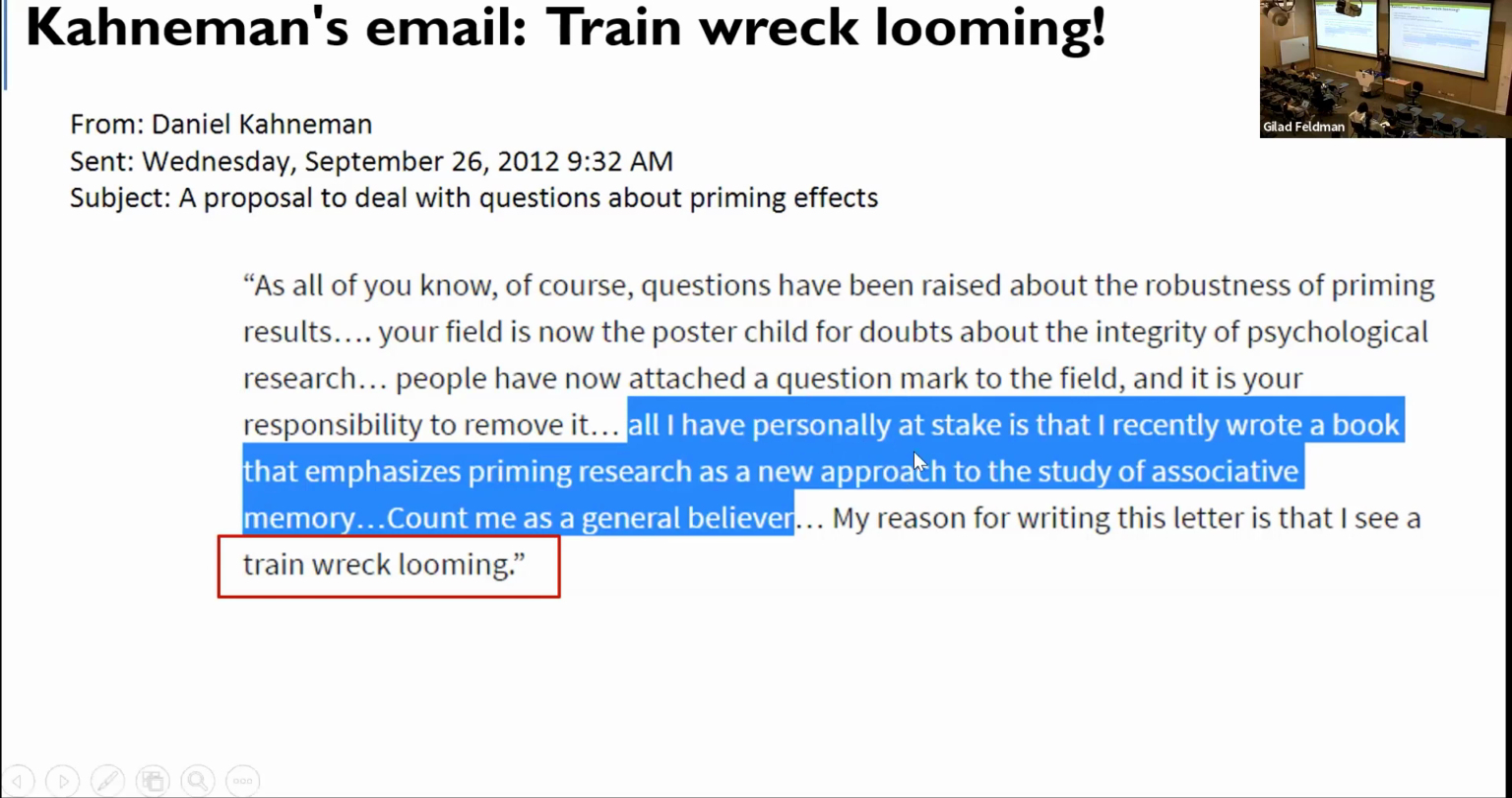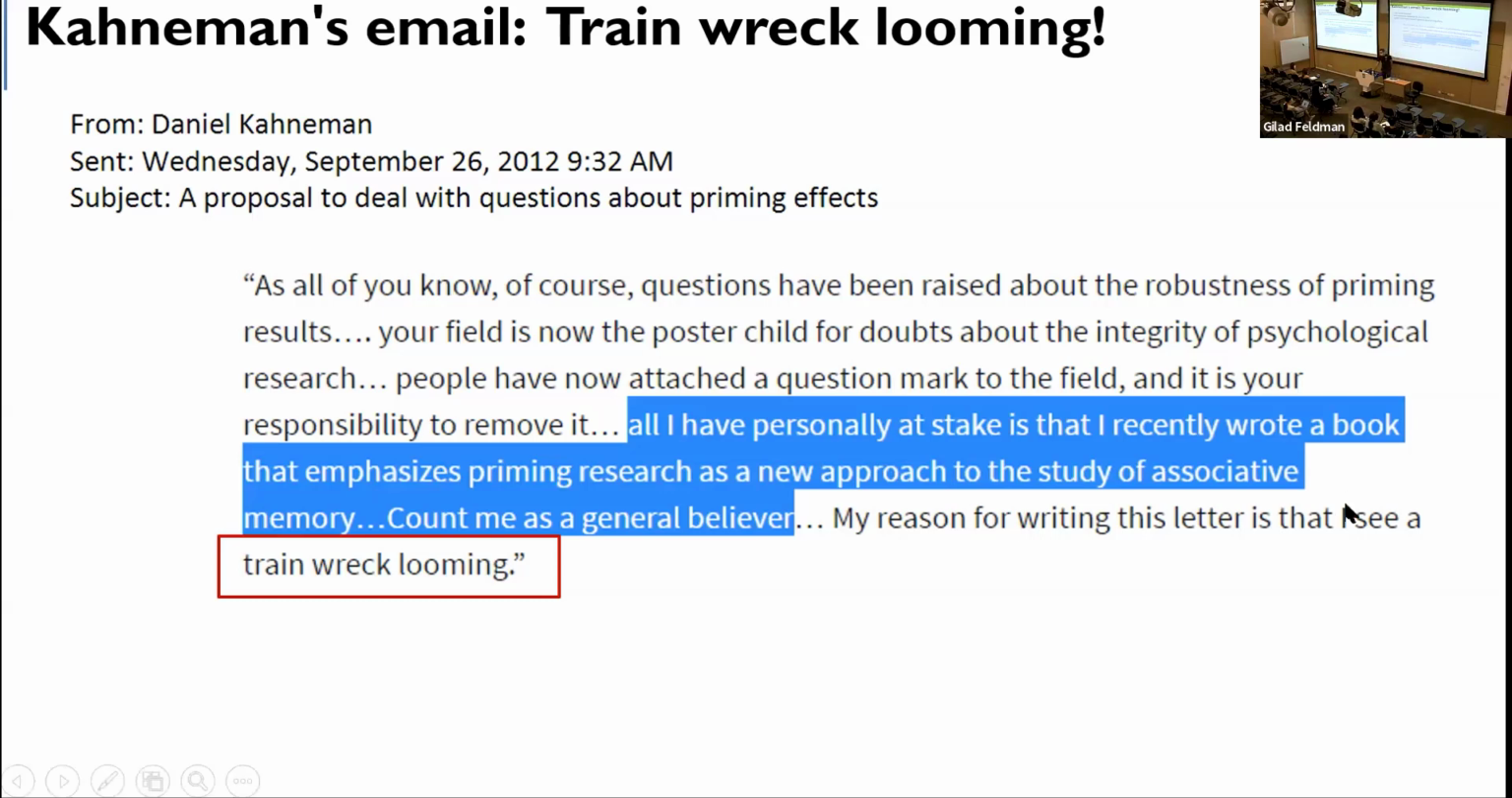All I have personally at stake is that I recently wrote a book that emphasizes priming research as a new approach to the study of associative memory. Count me in as a general believer. Not just us, me, a PhD student. A Nobel Prize-winning psychologist was a believer, and he wrote as much. He published this in his book, and he wrote this in an email.